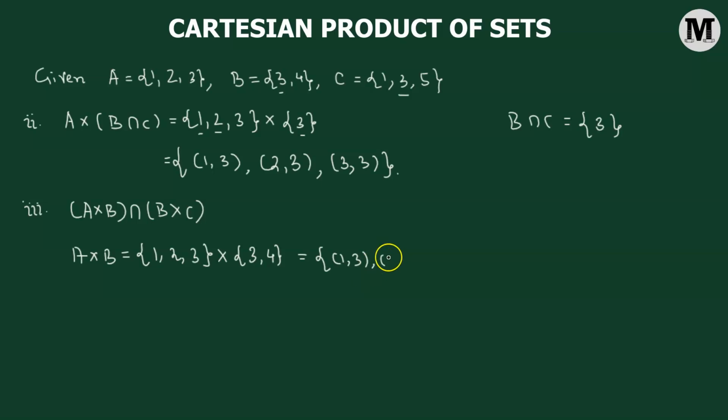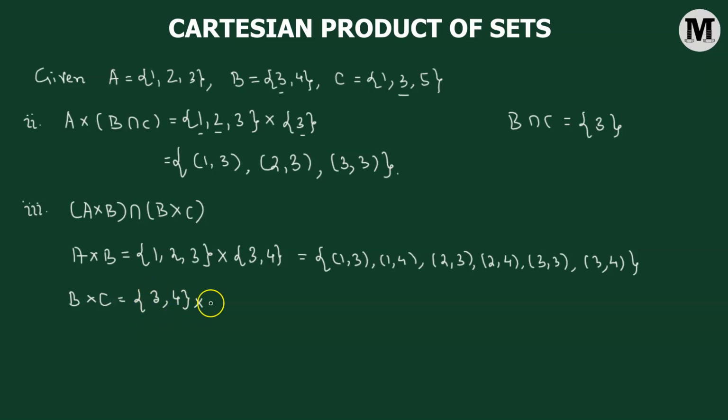The procedure remains the same. We have 1, 4. Next ordered pair is going to be 2, 3. And then we have 2, 4. And then we have 3, 3. And then we have 3, 4. Fine. Next, we will take the Cartesian product of the set B and C. So B has the elements 3, 4. We're going to form a Cartesian product with the set C containing the elements 1, 3 and 5.